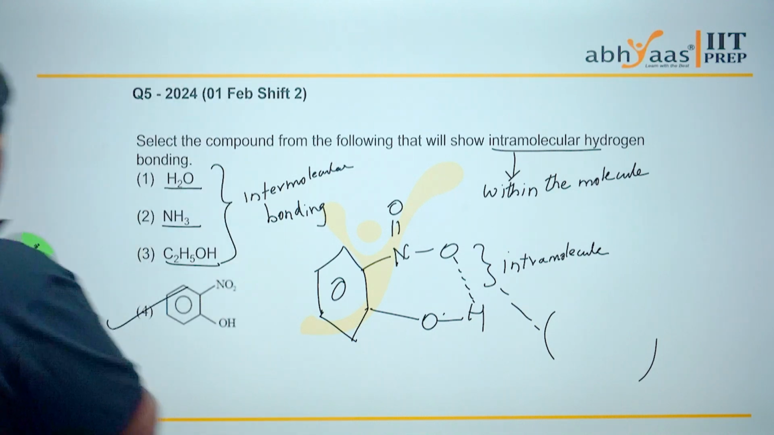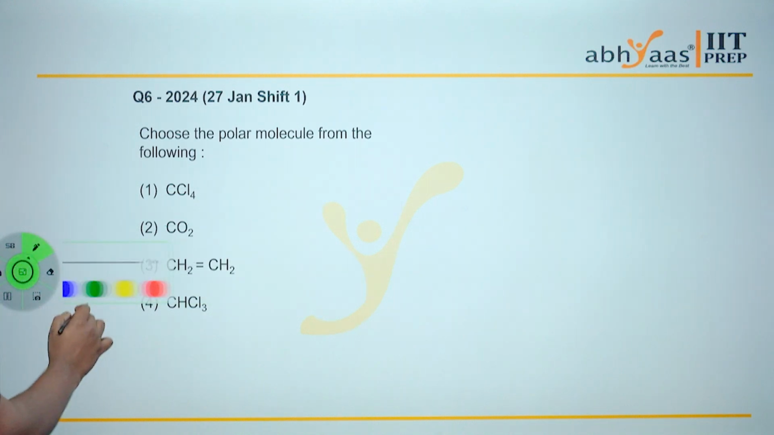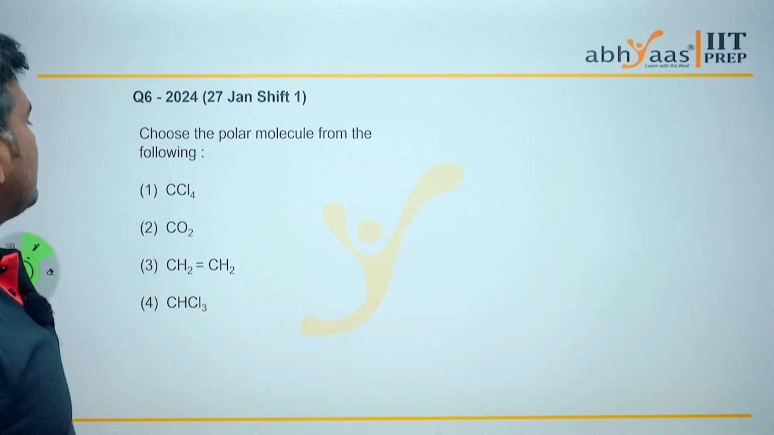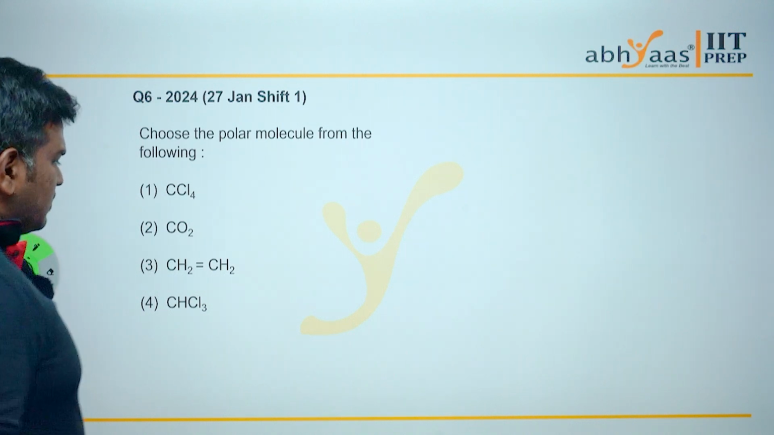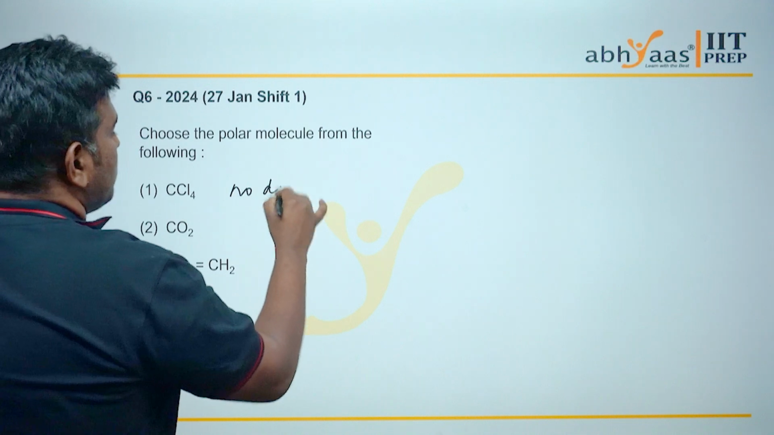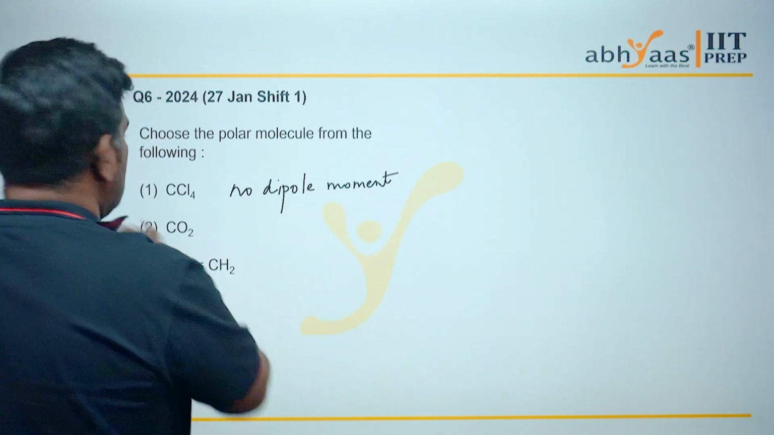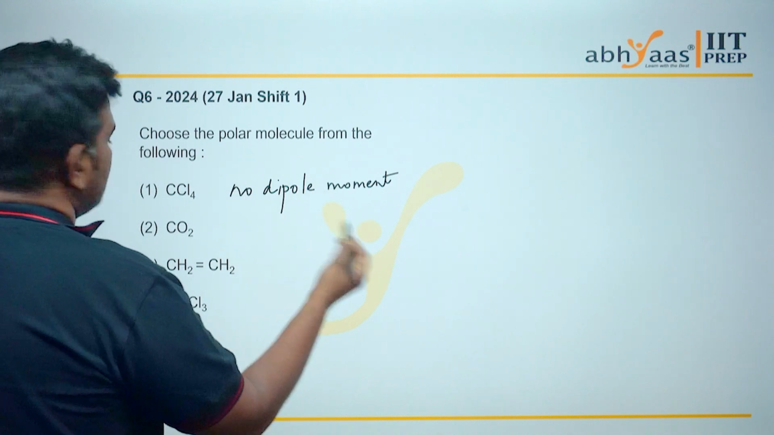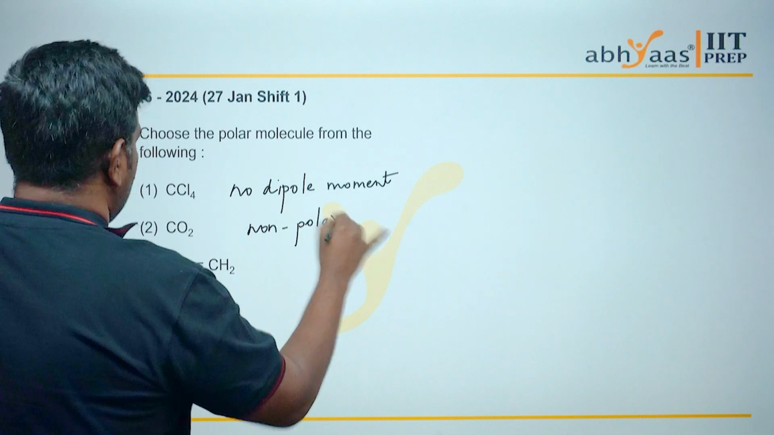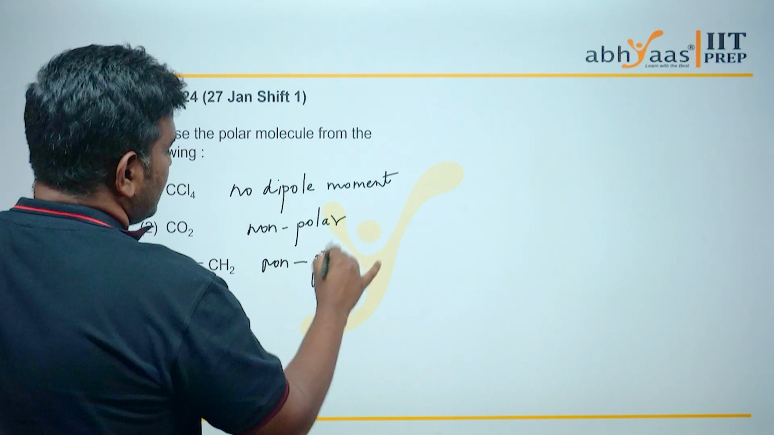Right. Now we will move to the next question. Here, the question is: choose the polar molecule from the following. Right, here we can easily conclude CCl4 will be having no dipole moment. No dipole moment. So it is non-polar. CO2 will be also having no dipole moment, so it is non-polar. Here, ethene is also having no dipole moment, it is non-polar.